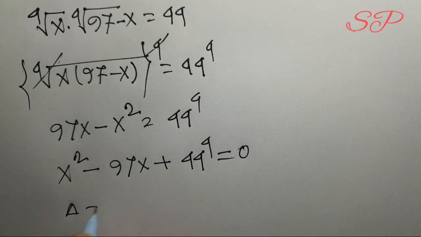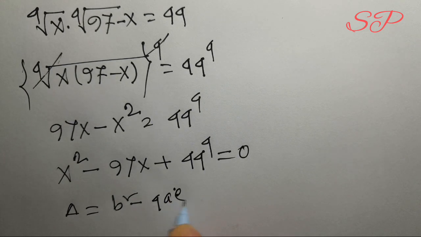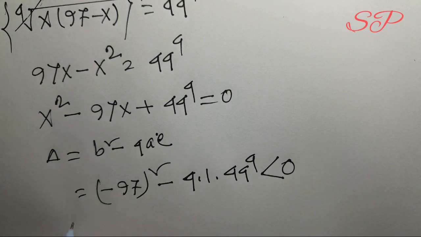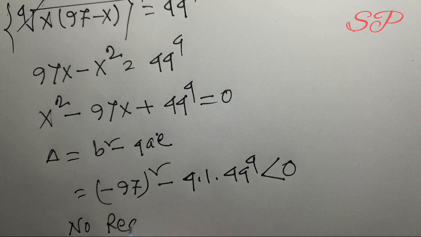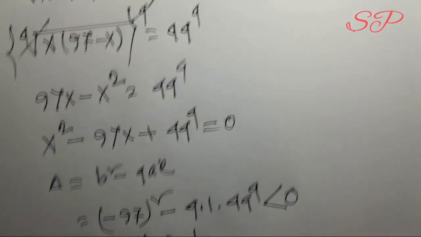Check the discriminant: delta is equal to b square minus 4ac, which is equal to minus 97 all square minus 4 into a into 1 and 44 to the power 4. So there is no real root, so it is cancelled.